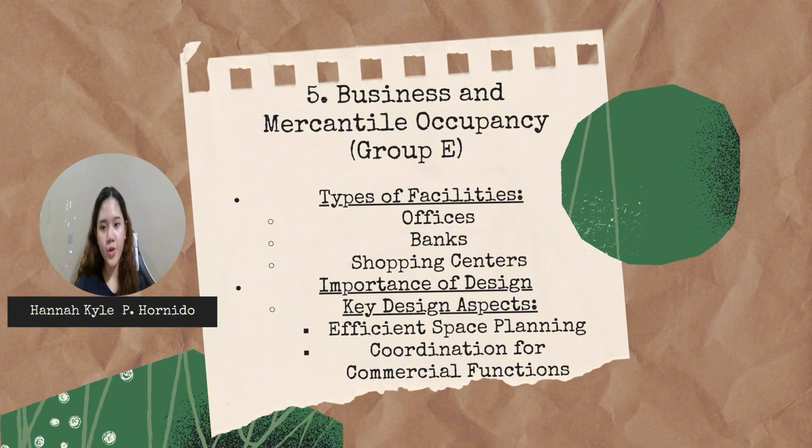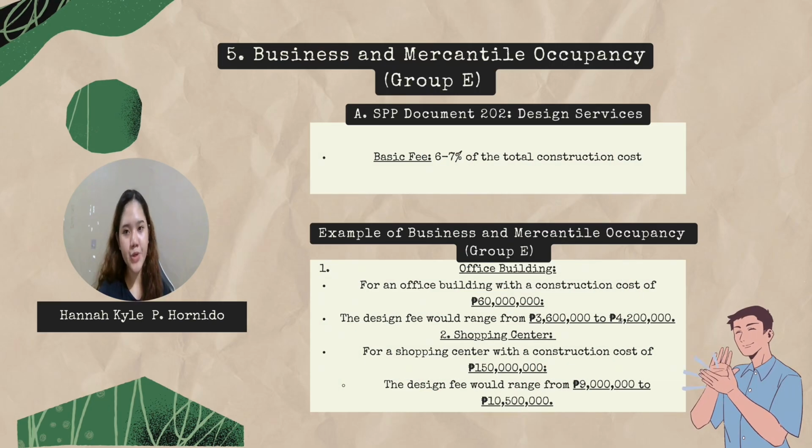Business and Mercantile Occupancy Group B, which includes buildings used for business transactions such as offices, banks, and shopping centers. According to SPP Document 202, the basic fee for design services is typically 6 to 7% of the total construction cost. This fee reflects the need for efficient space planning and coordination of commercial functions in these buildings.